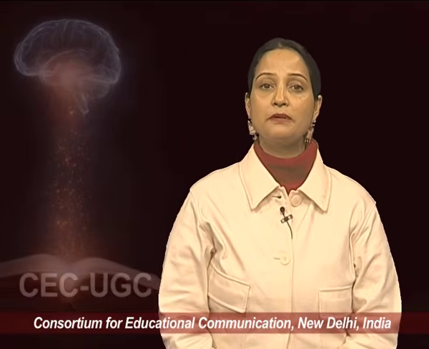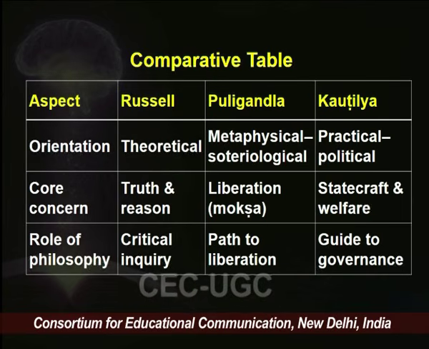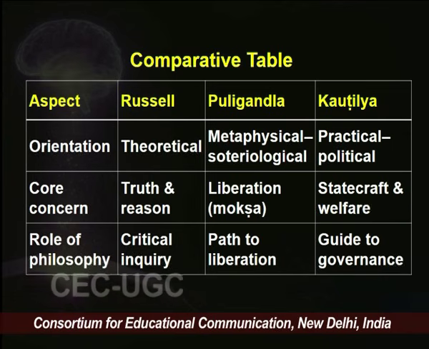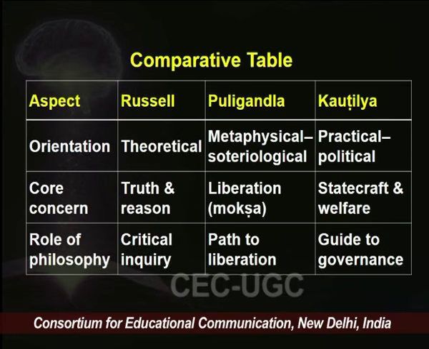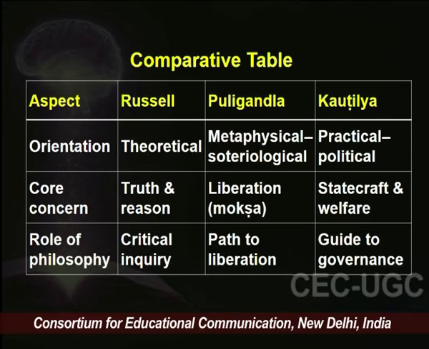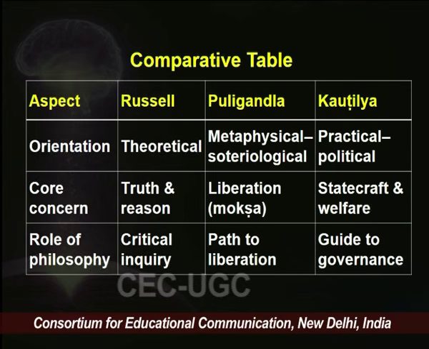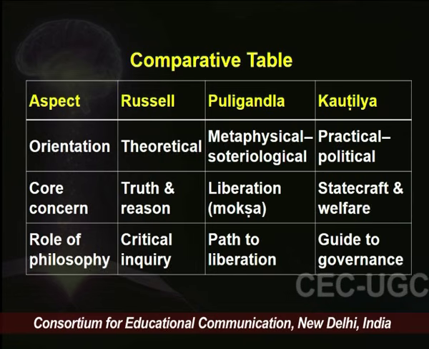Now, in this PPT, which is being displayed here, if we look at the comparative table amongst the three philosophers, we see the orientation of Russell has been theoretical, Puligandla has been metaphysical or soteriological, and Kautilya is largely practical or political. The core concern of Russell has been with truth and reason. Puligandla has been liberation or moksha, Kautilya, statecraft and welfare.